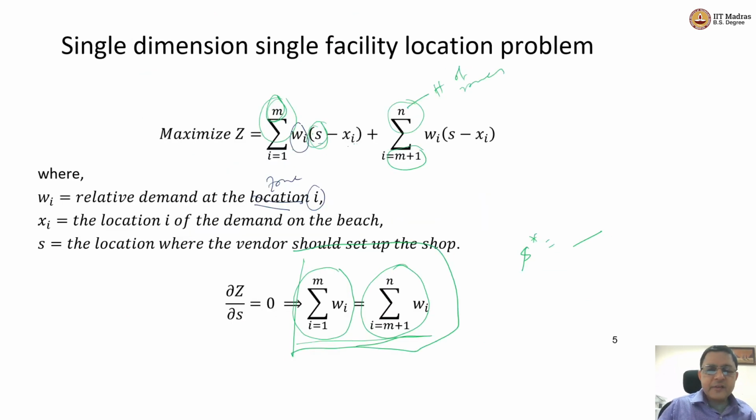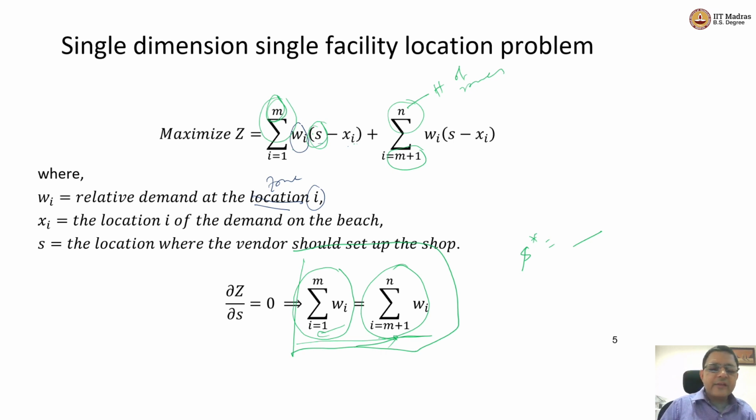Okay, so this is the solution. How should I locate the facility? You should locate the facility such that the total weight on the left hand side is the same as the total weight on the right hand side, right? So this is a single dimension, single facility location problem, and the optimal solution turns out to be to locate the facility such that it completely balances the population densities.